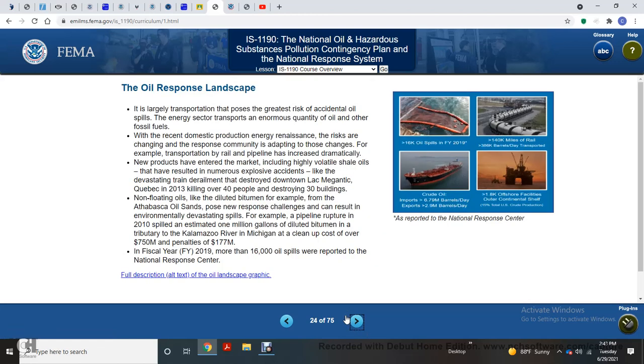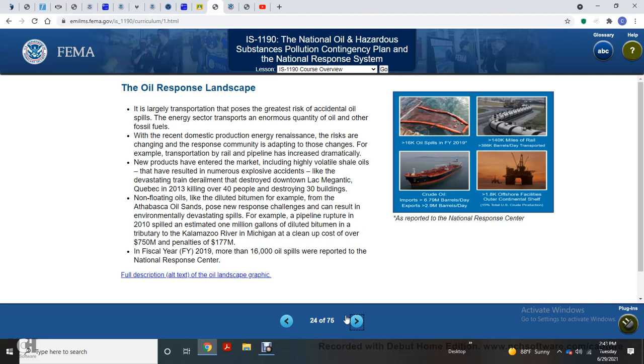Now, the oil response landscape. It is largely transportation that poses the greatest risk of accidental oil spills, with the energy sector transporting enormous quantities of oil and other fossil fuels. With recent domestic production and the energy renaissance, the risks have changed, with the response community adapting to those changes.